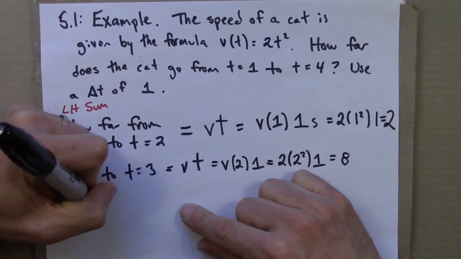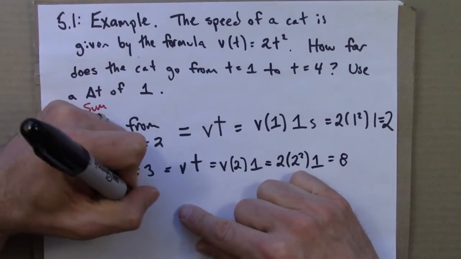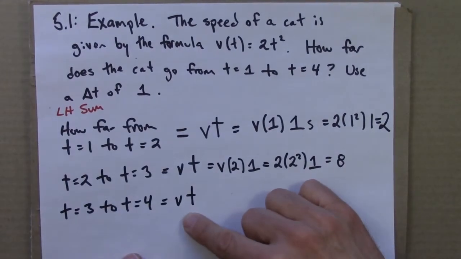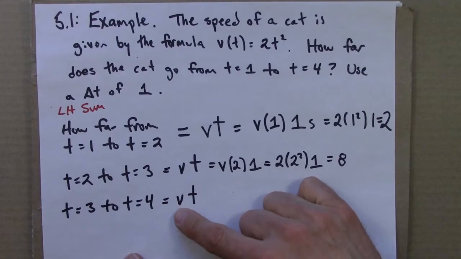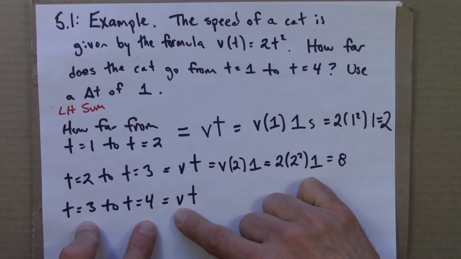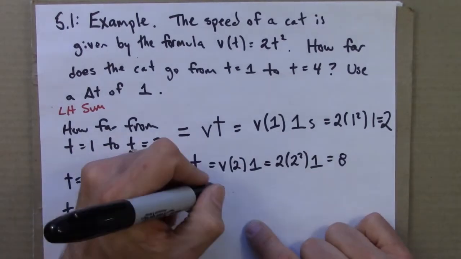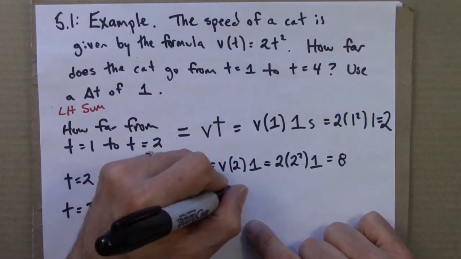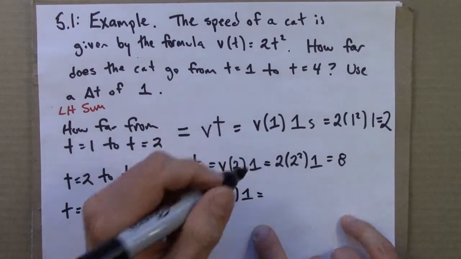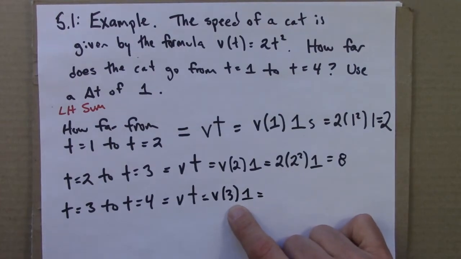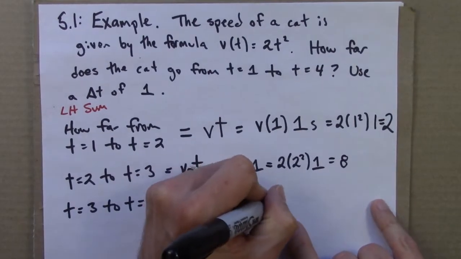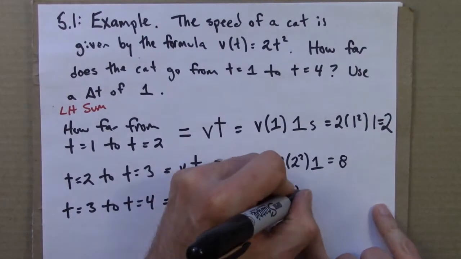t equals 3 to t equals 4. Again, we'll use distance equals rate times time. What rate do we choose? It's changing all the time. How do we pick one? We're just going to choose the one on the left, so that's v of 3, times delta t, that's our interval, that's just 1. What's v of 3? Before, we read it off a table or a graph. Now we just ask the formula. So that's 2 times 3 squared times 1.